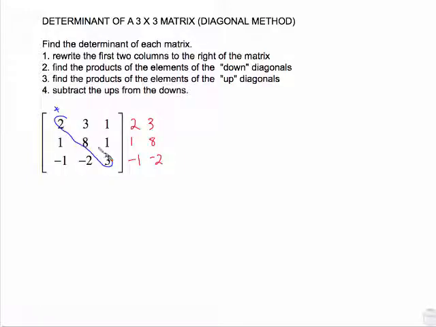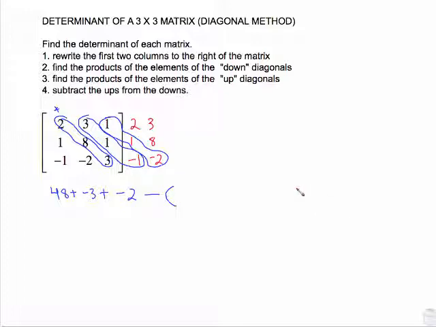That's one down diagonal. 2 times 8 times 3 is 48. Plus the next down diagonal. 3 times 1 times negative 1 is negative 3. Plus 1 times negative 2, which is negative 2. And that's all the down diagonals that we have. You might look over here at this 1, negative 2, but it's already included in that down diagonal. So it's 3 down diagonals using the numbers in the top row as the beginning of your down diagonal. And there are plus signs in between each of those numbers.